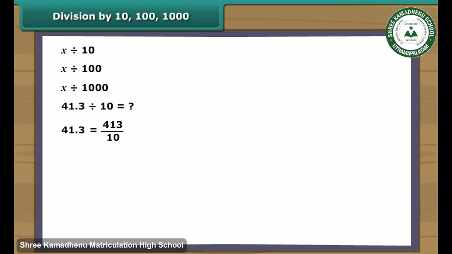Division by 10, 100, 1000. After multiplication, let us learn the division of decimal numbers by 10, 100 and say 1000. Let us find the answer for 41.3 divided by 10. We know that 41.3 means 413 divided by 10. Thus, 41.3 divided by 10 is equal to 413 upon 10 multiplied by 1 upon 10. This gives 413 upon 100, which is equal to 4.13.